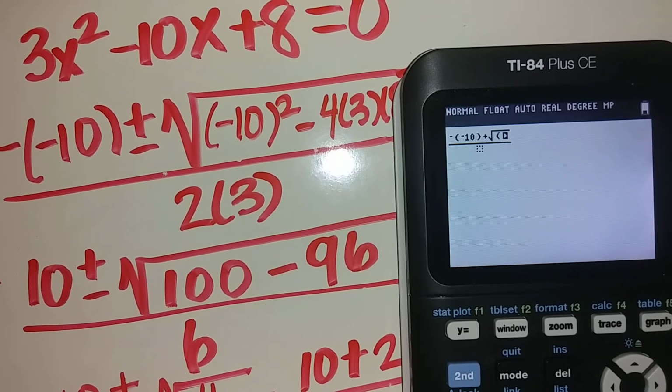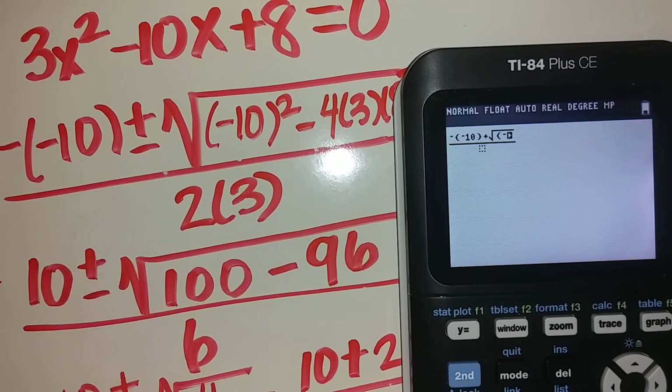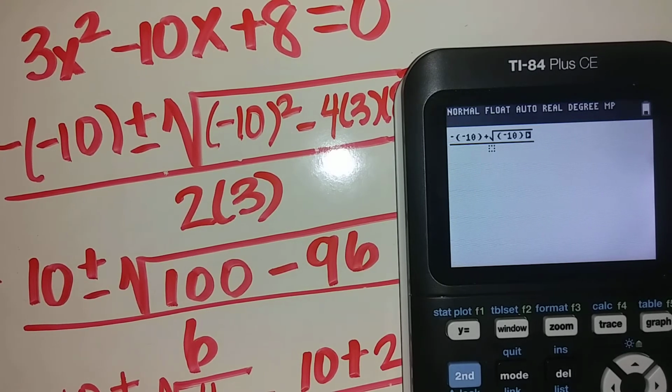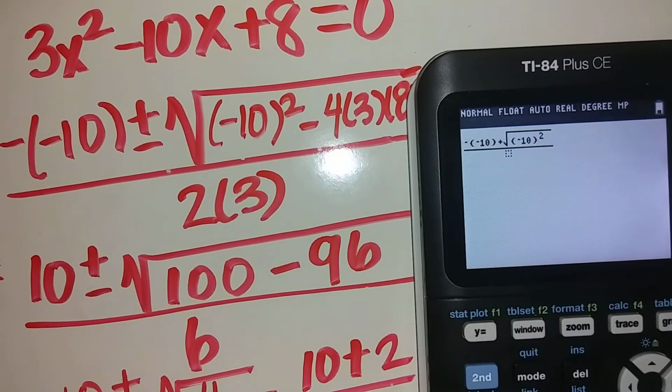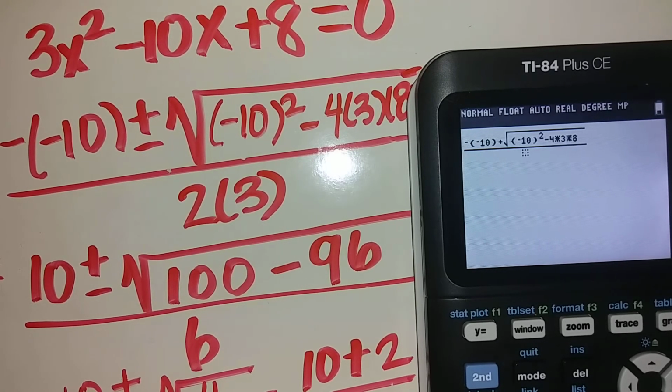Open parentheses again. Then I'm going to write negative 10 again. Notice I haven't used the minus sign yet. Close parentheses, and then hit the x squared button. Now, this button is a minus, so I have to say minus. And then I'm going to say just 4. Parentheses mean multiply. So I'm going to say 4 times 3 times 8. If you don't like the asterisk, put parentheses around the 3 and the 8. It will still work out.